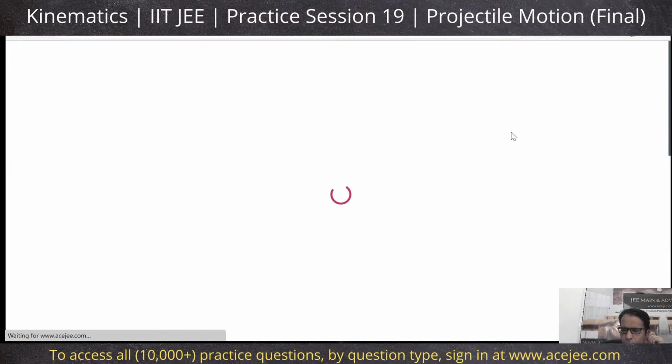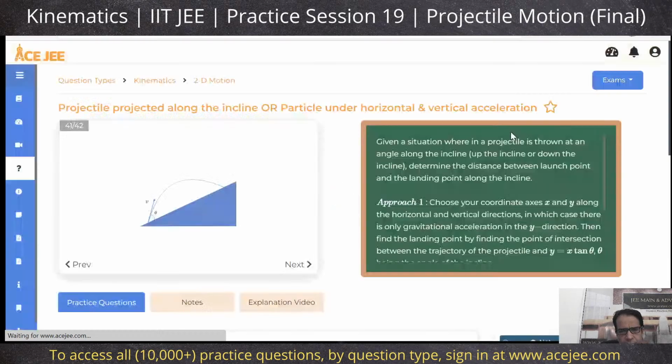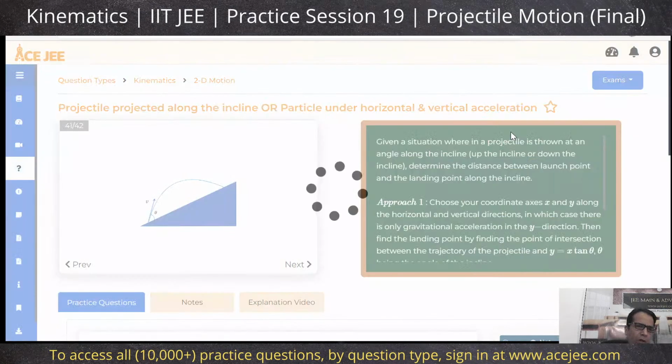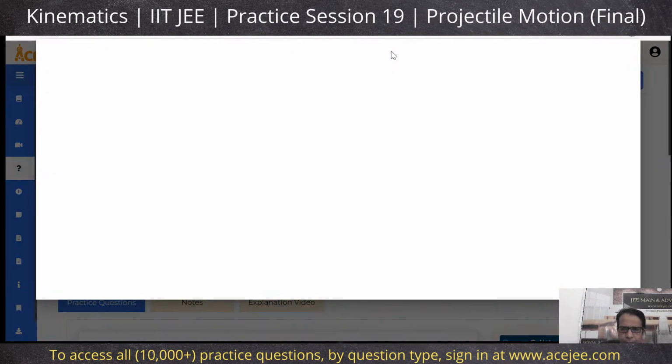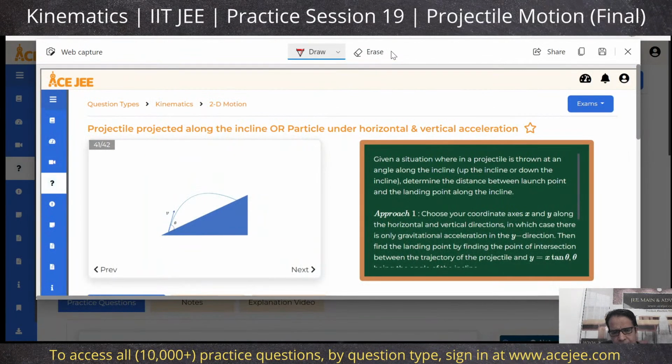In fact, the two approaches that I'm going to talk about, how do they differ from each other? It's all about the coordinate system that you choose to approach the problem. So what are the two different choices of the coordinate system we have? You can choose the coordinate system along the incline, one axis along the incline and one axis perpendicular to the incline. So that can be your choice.